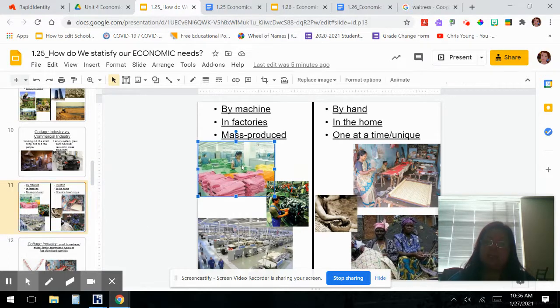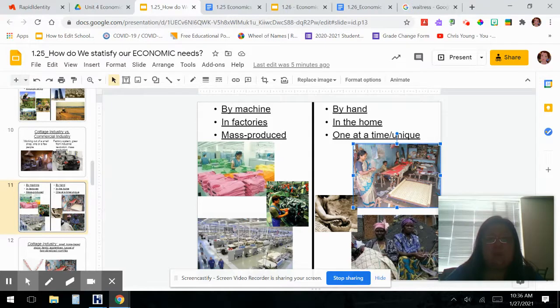Okay, look at this. This looks like a factory. Look at all of the stuff that they are producing. Look at that fancy machine. Look at how big this area is and how many people are working there. And I do not see a single kid. I don't see like a family unit that's working. So is this going to be cottage or is this going to be commercial?